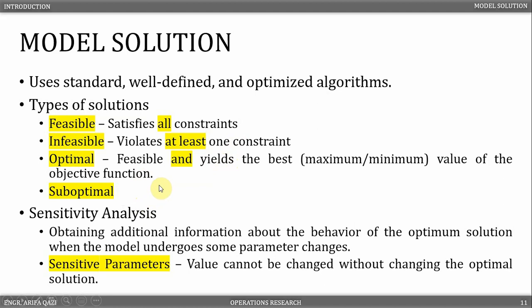Another important part of the solution phase is the sensitivity analysis. It deals with obtaining additional information about the behavior of the optimum solution when the model undergoes some parameter changes. Recall that parameters are generally approximations. Hence, as the parameter estimate changes, the optimal solution may or may not vary. Sensitivity analysis determines the effect of changing these parameter values on the obtained solution and is particularly useful in cases where parameters cannot be obtained accurately, or in the presence of sensitive parameters, which are parameters whose value cannot be changed without changing the optimal solution.